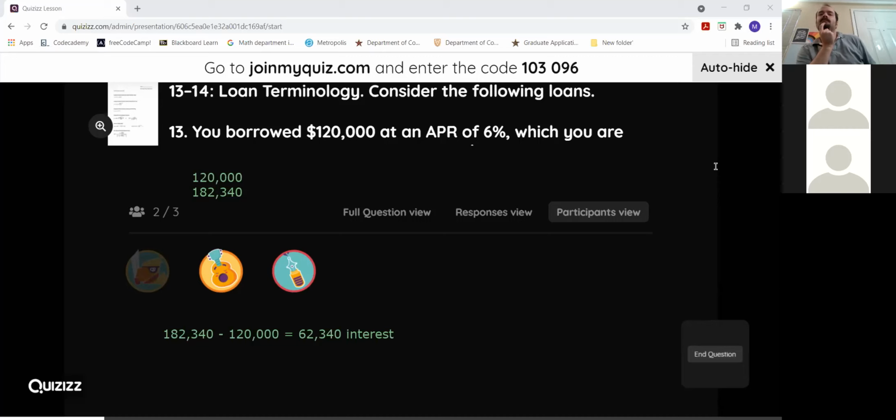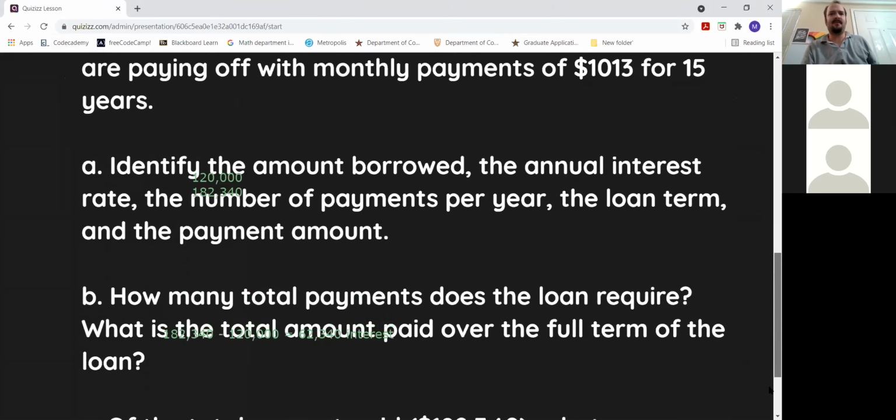So that 62,340, do you divide it by the borrowed money? So by the total amount that you're going to pay back, which is the 182. Okay, thank you. We're going to compare it to the total amount that you paid. It says something like that in the problem too, right? It says compared to this amount.